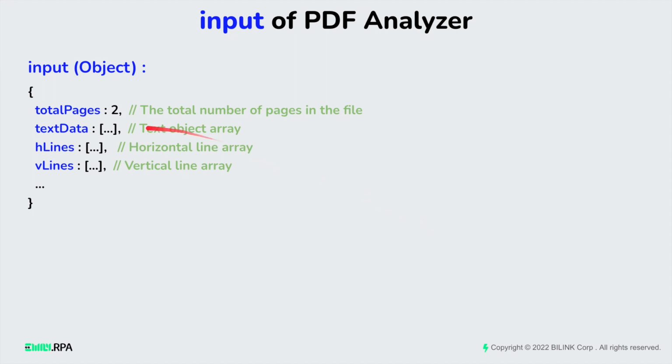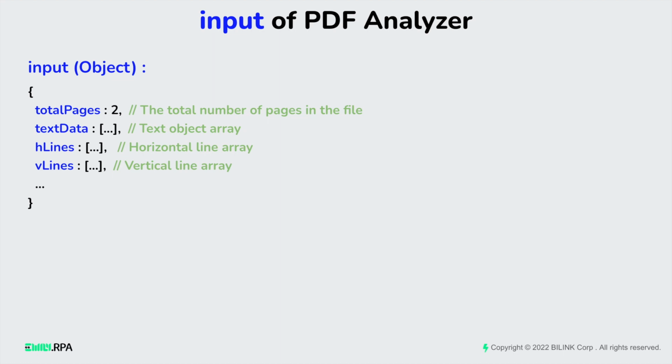Total pages represents the total number of pages. Text data represents all the text information in the document. H-lines represents all the horizontal lines in the document. V-lines represents all the vertical lines in the document. The most important thing is text data, which contains all the text information in the PDF. Each text in the PDF will be organized into a text object.